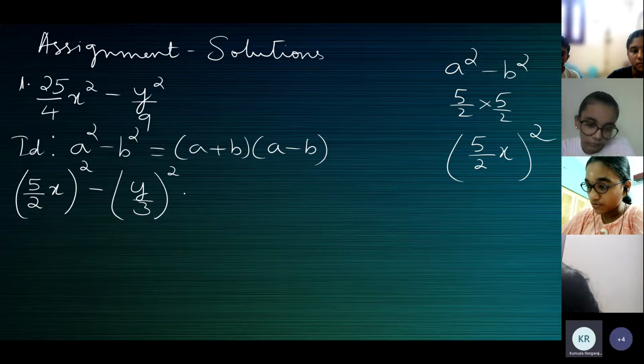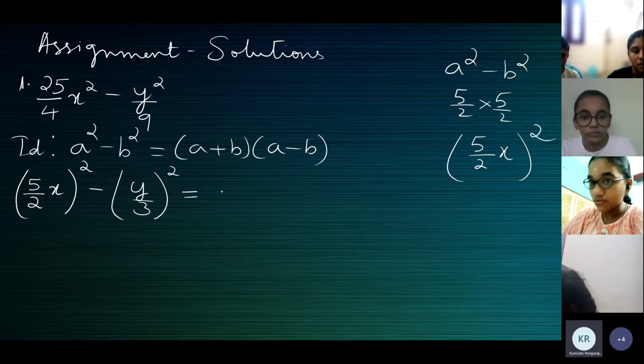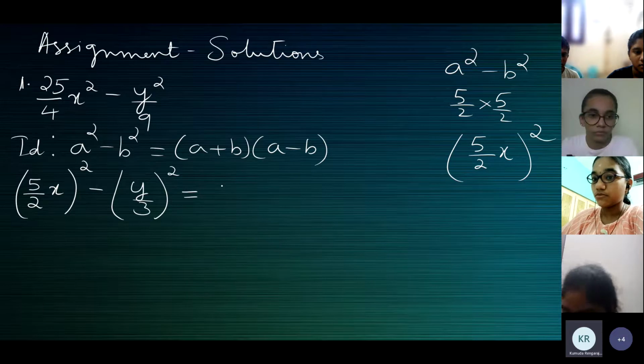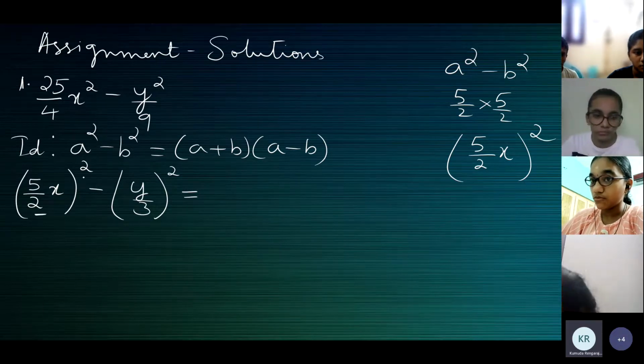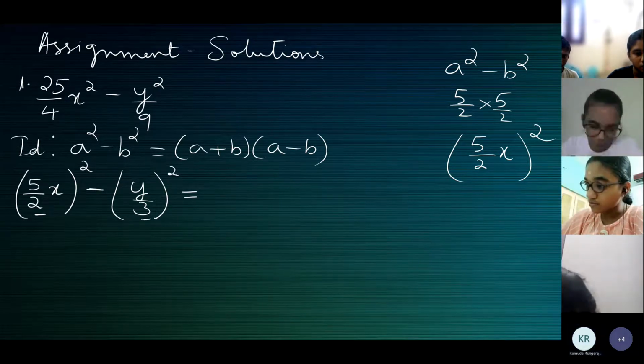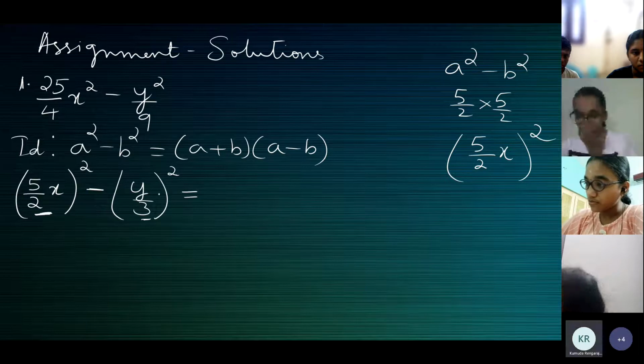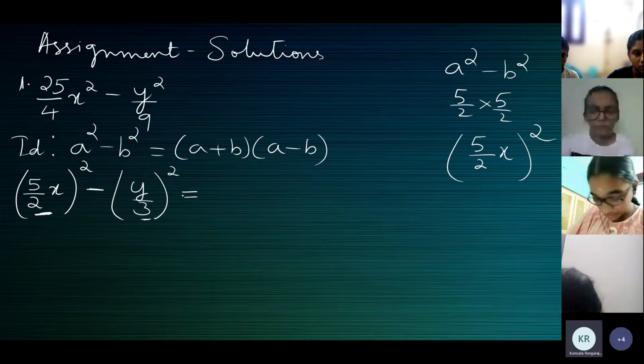So what is your a here? 5 by 2x. A is 5 by 2x. See, this is a square minus this is b square. So a is 5 by 2x and b is y by 3.